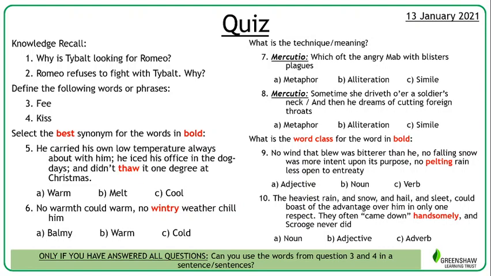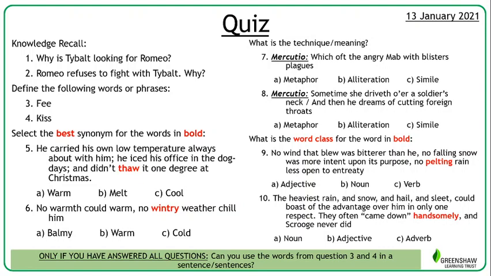Number 6, no warmth could warm him, no wintry weather chill him. The word wintry, what's the best synonym? Is it A, balmy, B, warm, or C, cold? Number 7, what is the technique or meaning? Mercutio says, which oft the angry Mab with blisters plagues. What's the technique? Is it A, a metaphor, B, alliteration, or C, simile? And Mercutio also says, sometimes she driveth over a soldier's neck, and then he dreams of cutting foreign throats. What is the technique? Is it A, a metaphor, B, alliteration, or C, simile?